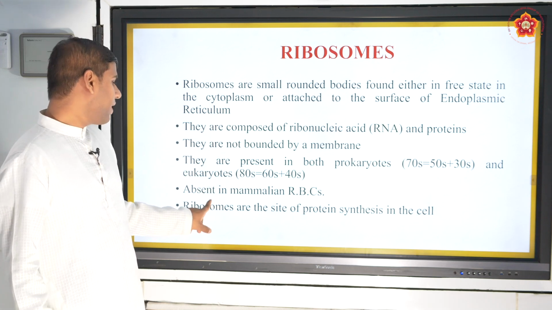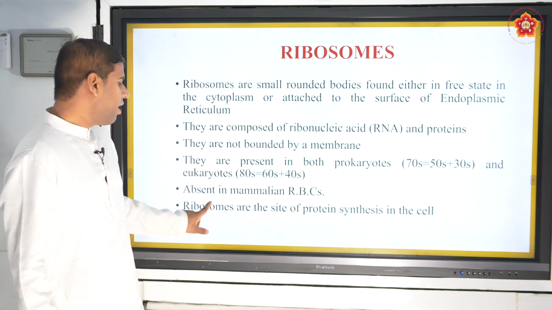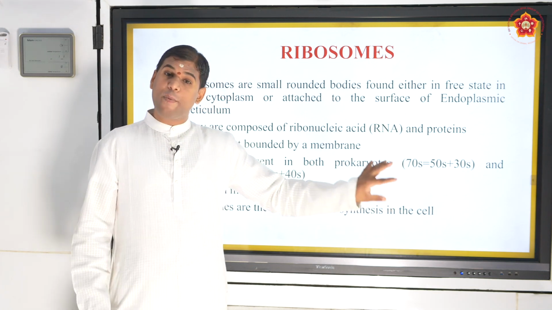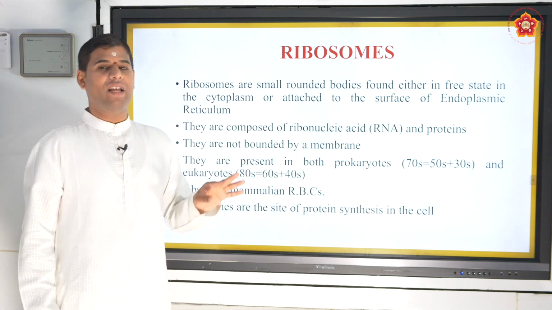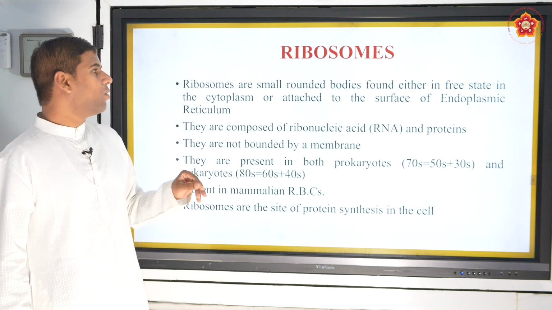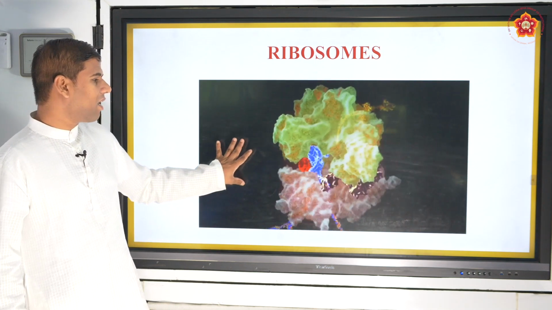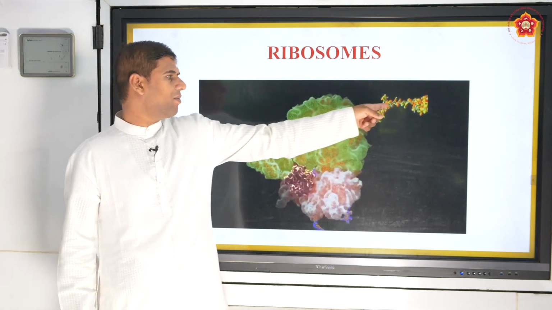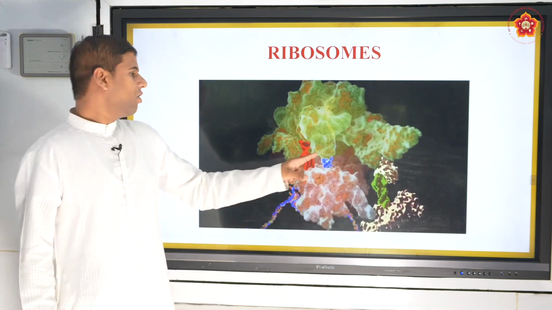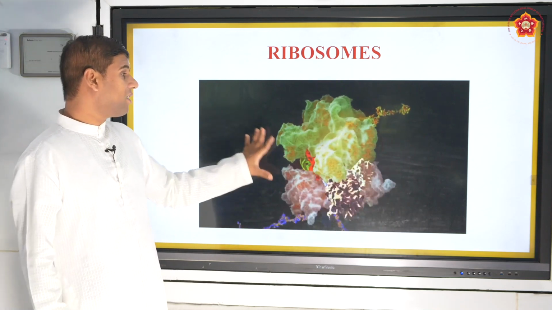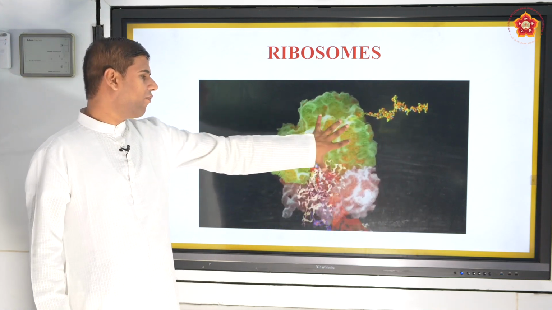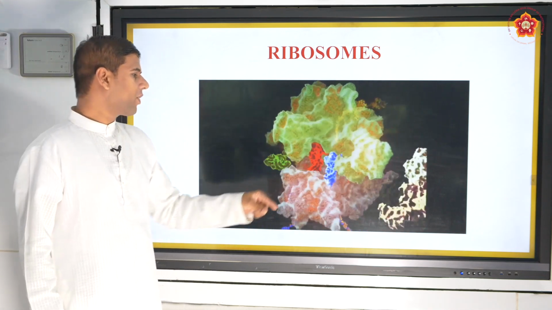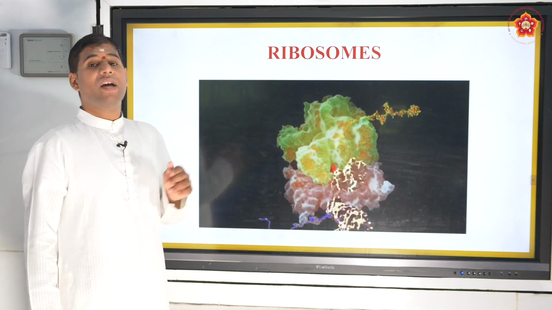So these ribosomes are absent in mammalian RBCs and they are the site of protein synthesis in the cell. So from this the protein synthesis takes place in a cell. So that is the ribosomes. If you have a look, you can see the ribosomes here. So this is how the ribosomes look like, and see the protein synthesis which is going on here. Yeah, right. So that is how it looks like. See, there are ribosomes here. So the whole set of subunits is called ribosomes, and the synthesis of proteins goes on. Alright. So this is ribosomes.